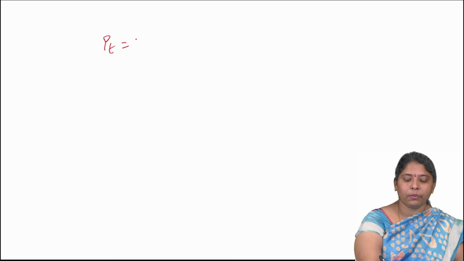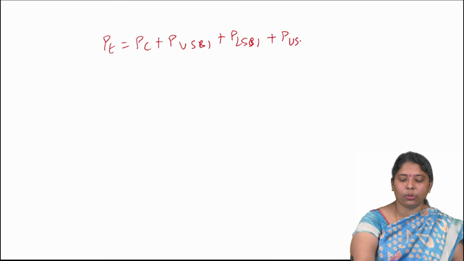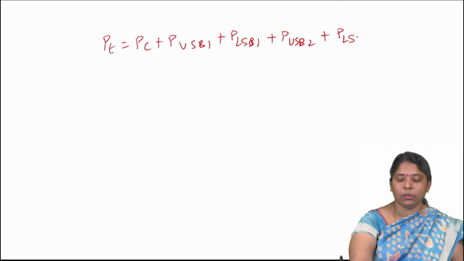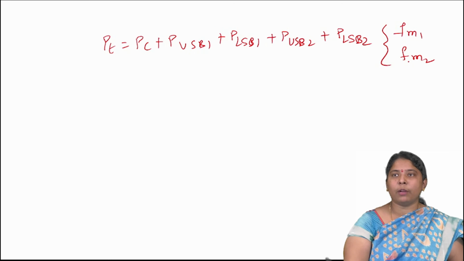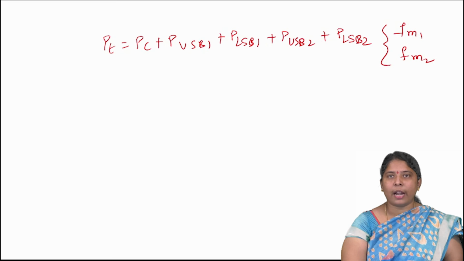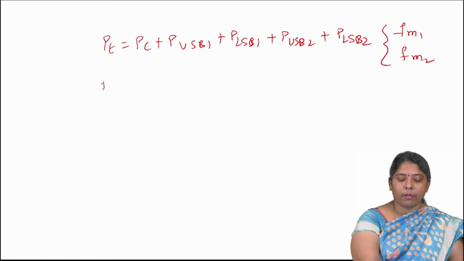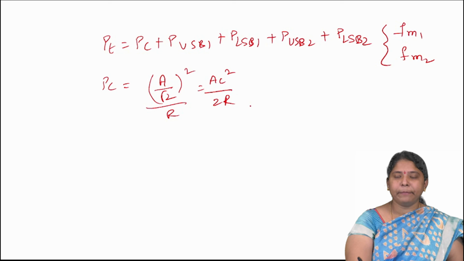So let us see the power calculation. So total power equal to carrier power plus upper side band 1 power plus lower side band 1 power plus upper side band 2 plus lower side band 2. We are considering only two frequencies, FM1 and FM2. Suppose one more FM3 is there, one more upper side band and one more lower side band is also added in the total power. So carrier power, what is carrier power? AC is the peak value, by root 2 is the RMS value, whole square by R. So this term we are going to get AC square by 2R.